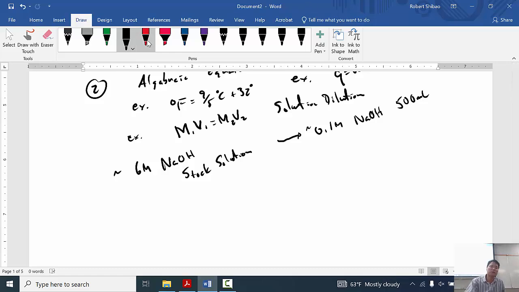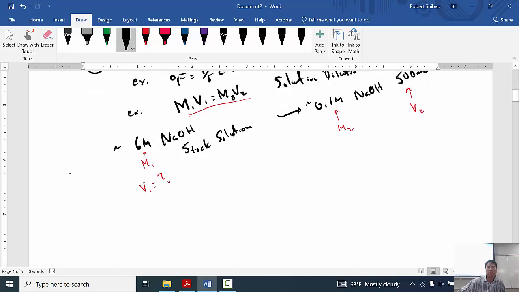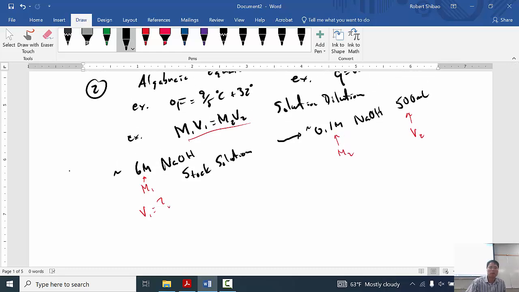But we're going to use this equation. When we use this equation here, M1 is this. M2 is this, V2 is this. And so what's missing here is V1. We want to know how much of the 6 molar stock solution we need in order to make our 500 milliliters of 0.1 molar base solution. And so we're going to solve for V1.